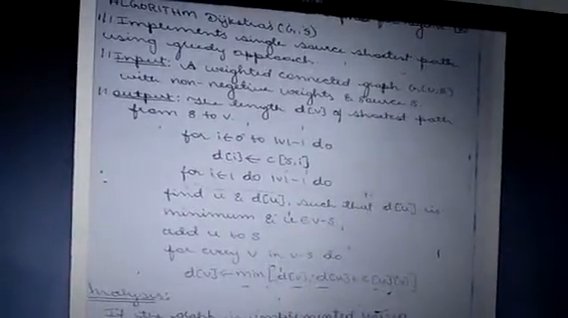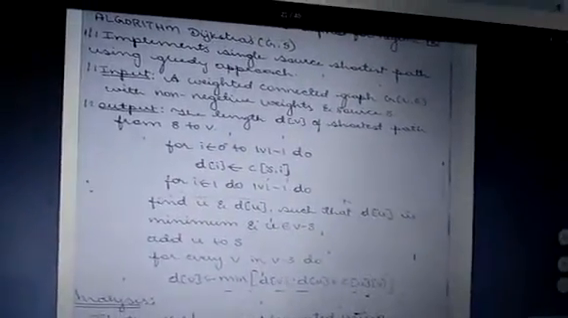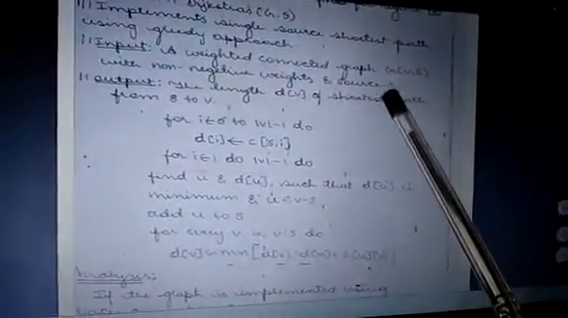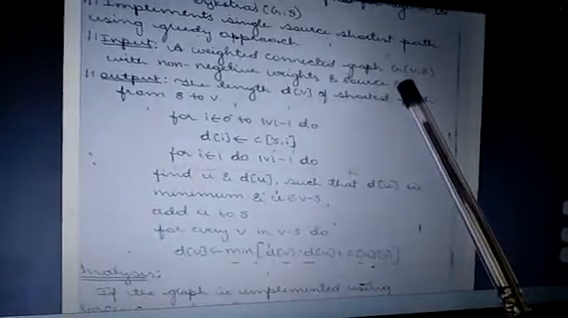As you can see, this is the algorithm for Dijkstra's. First, it implements single source shortest path using a greedy approach. Then the input is a weighted connected graph, with non-negative weights. It will not work for negative weights. All the weights should be positive always.